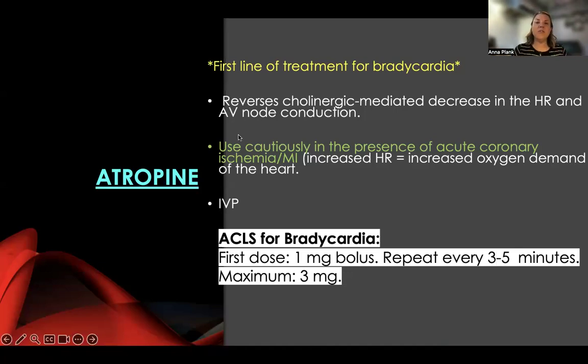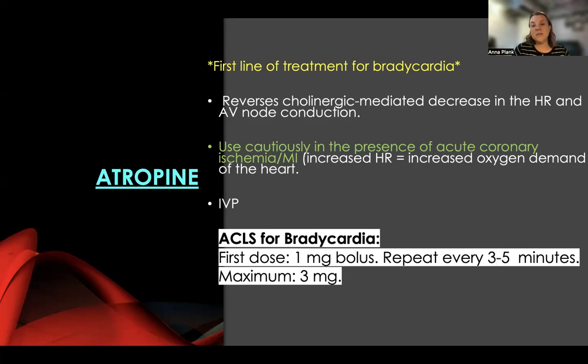When we talked about things that were bradycardic, we're talking about a rhythm that's lower than 60, especially those that are symptomatic, showing that we don't have enough cardiac output. One of the three things that we can do for medications, the first one is atropine. This is what we call our first line treatment for bradycardia, which means that's the first thing you go to.